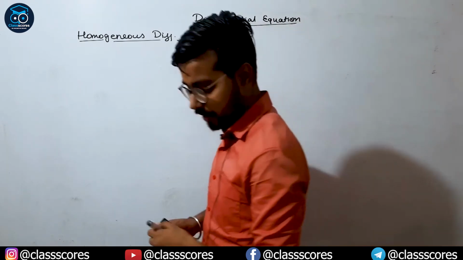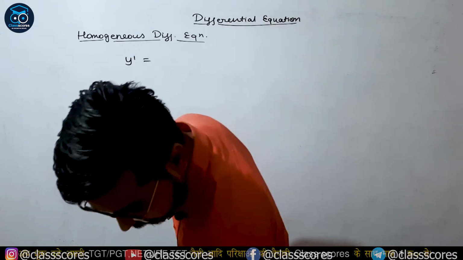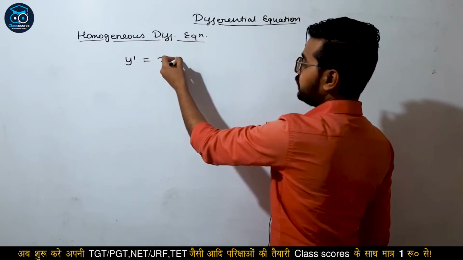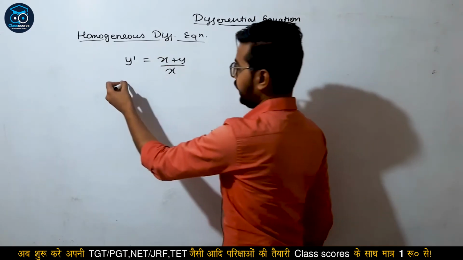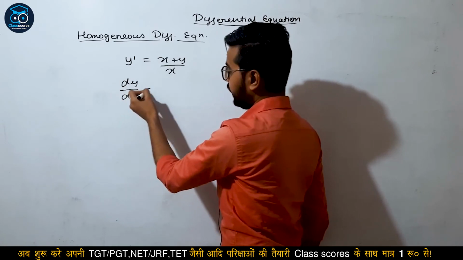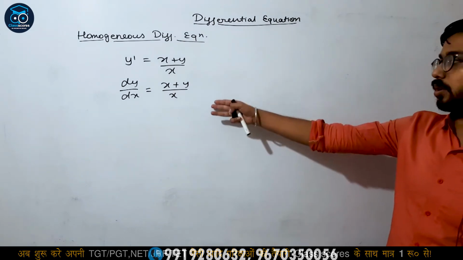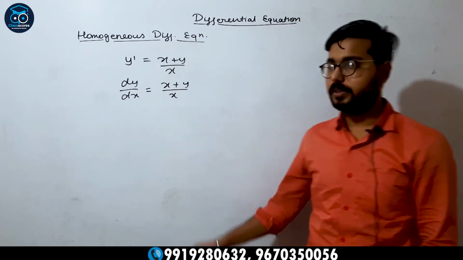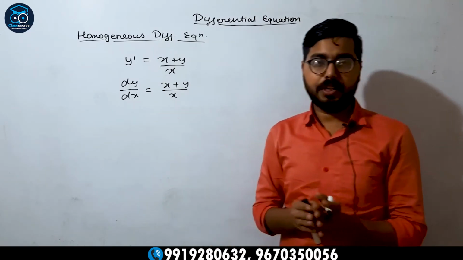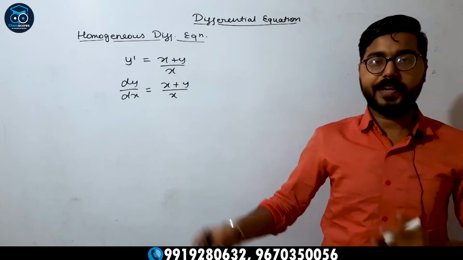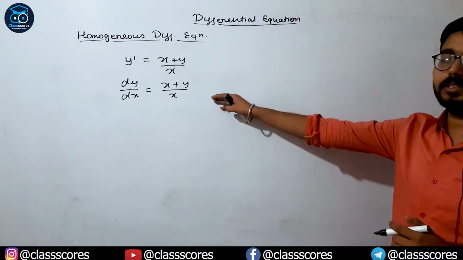The functions whose variables we are not able to separate. Means, for example, a question is given. Let's take an example, that is y dash equals x plus y upon x. If we write y dash as dy upon dx, we get x plus y upon x. Now if we try to solve this with the variable separation method, it will not be possible, because here we are not able to separate the values of x and y. It is not possible in this given condition.